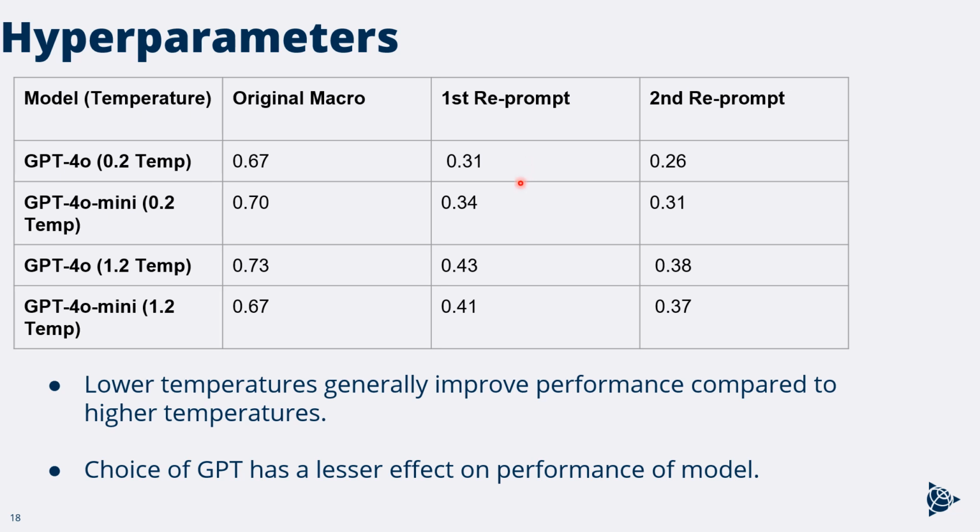And then over here, you can see the results of the hyperparameters. I won't go into too much detail about the results, but overall, it can be seen that lower temperatures generally improve performance compared to higher temperatures. The choice of GPT, whether that's 4.0 or 4.0 mini, has a lower impact and doesn't really affect the performance of the models that much.